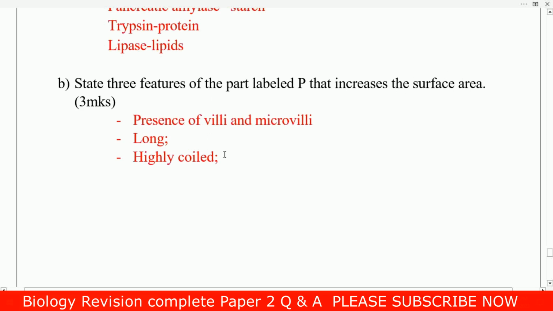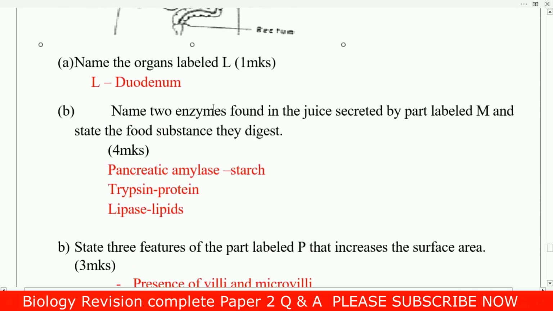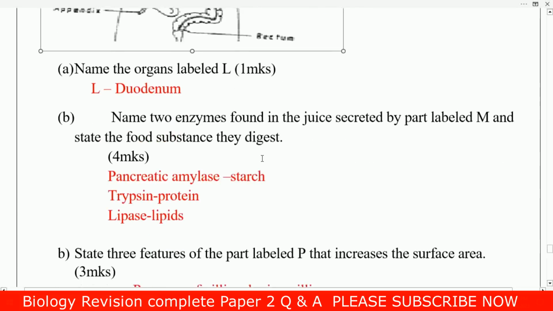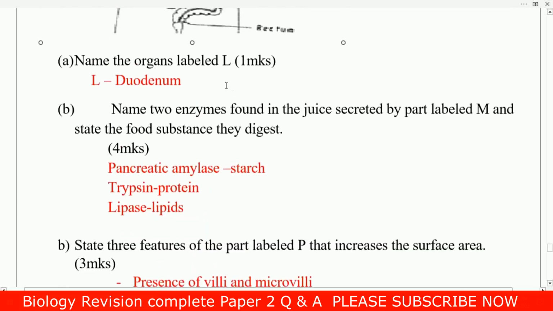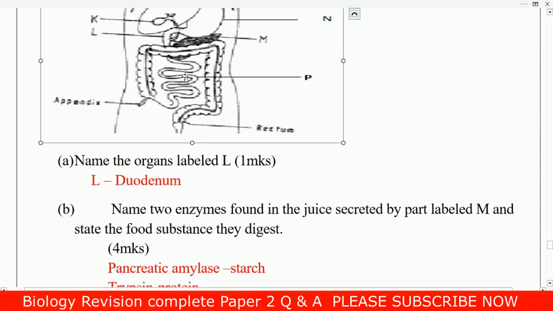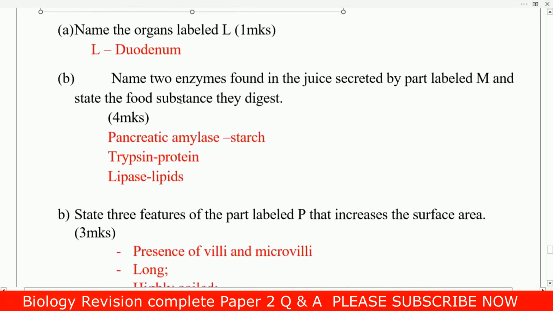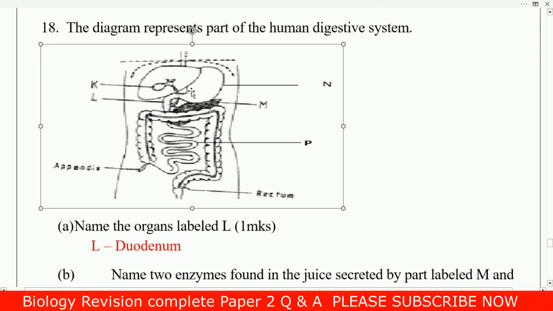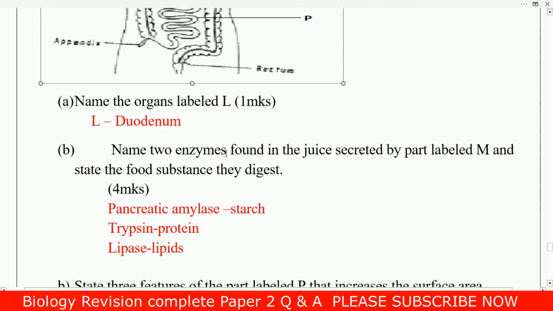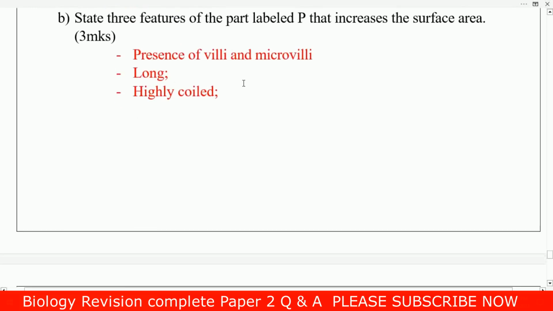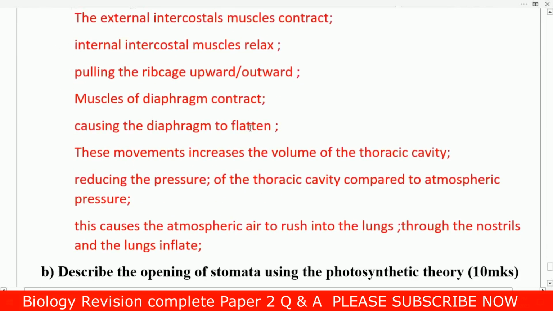Question number B, you are told, state the 3 features of the part labeled P that increase the surface area. Number 1, presence of villi and microvilli. So this part here has villi and microvilli that increase the surface area. Number 2, it is very long. You can see it is very long. So these are the features that make it able to increase the surface area for absorption of food.